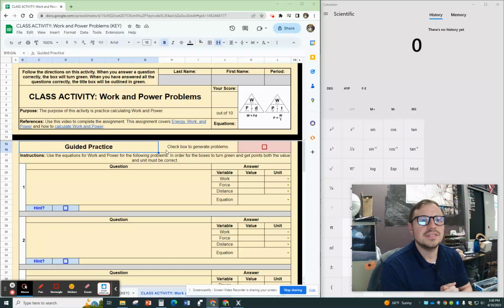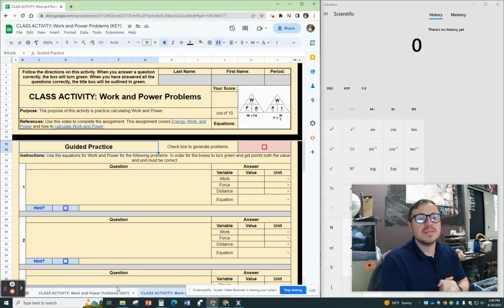This is the class activity, work and power problems. So we're going to be doing some practice problems involving work and power. The purpose of this activity is to practice calculating work and power.